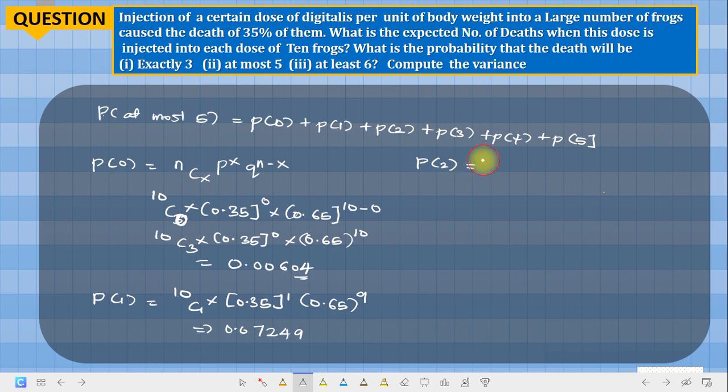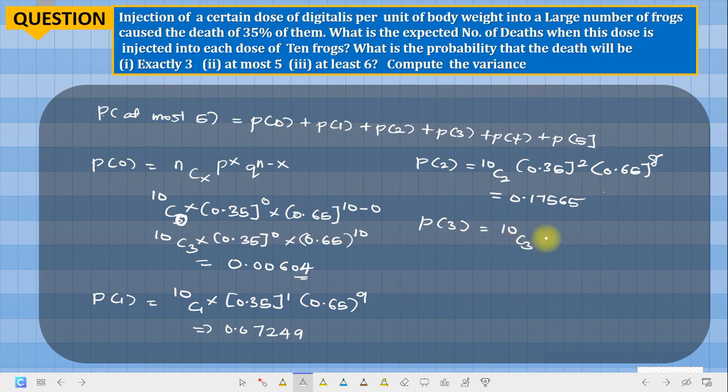The next is the probability that 2 will die. So all we need to change is our x, which is 10 combination 2. Then we have 0.35 raised to the power of 2, bracket 0.65 raised to the power of 10 minus 2. And of course we know 10 minus 2 is 8. So in place of 10 minus 2 we put 8. So this will be raised to the power of 8. And when you compute this, it's going to give us 0.17565.